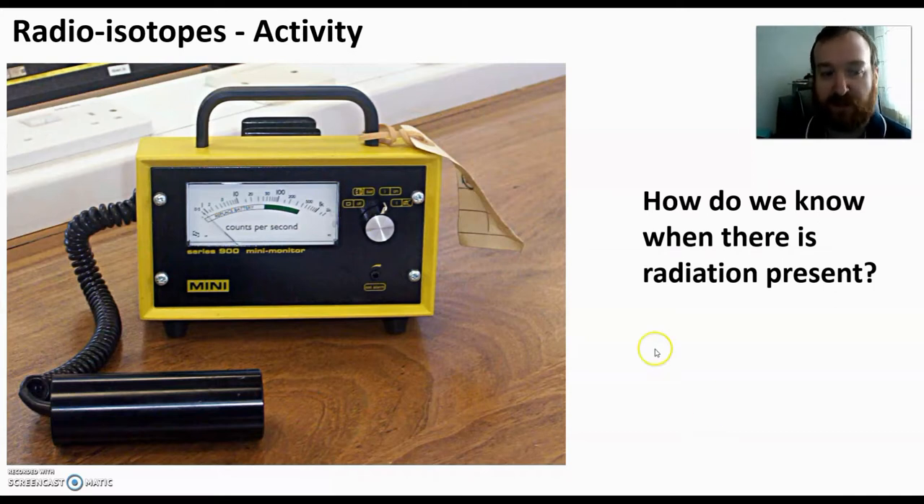And we use this machine, or a machine that looks like this. This is a Geiger-Müller tube. Geiger, you should remember the name from our first weeks. He was one of the ones who worked on the gold leaf experiment. He and Müller designed this detector, and it detects radioactive particles.